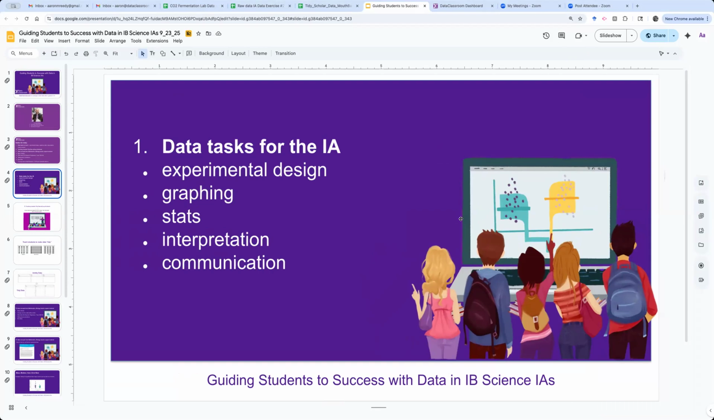But I think one of the reasons that the International Baccalaureate IA is such a difficult task for students is because it asks them to do just about everything in the research process from start to finish. So they have to do all sorts of data tasks. They have to design an experiment that is going to produce data that can test a hypothesis. That in itself is a pretty advanced data task. In addition to that, they're going to have to present their data with an appropriate graph.